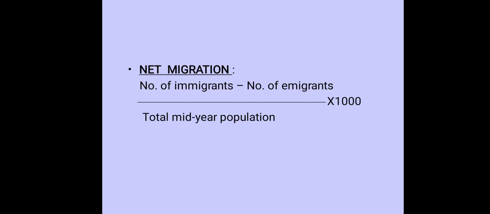Next one is net migration. So what is net migration? Net migration shows the net effect of immigration and emigration on an area's particular population. It is expressed as a plus sign if the population is increased, and a minus sign if the population is decreased, per thousand population of the area in a given year. That is net migration.